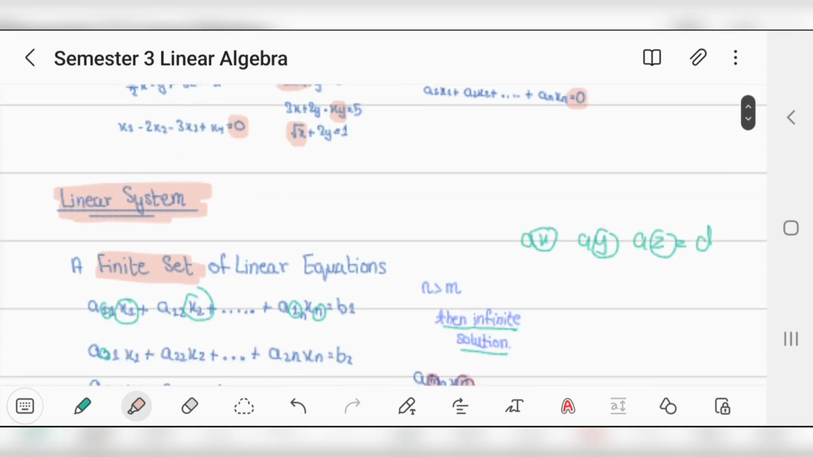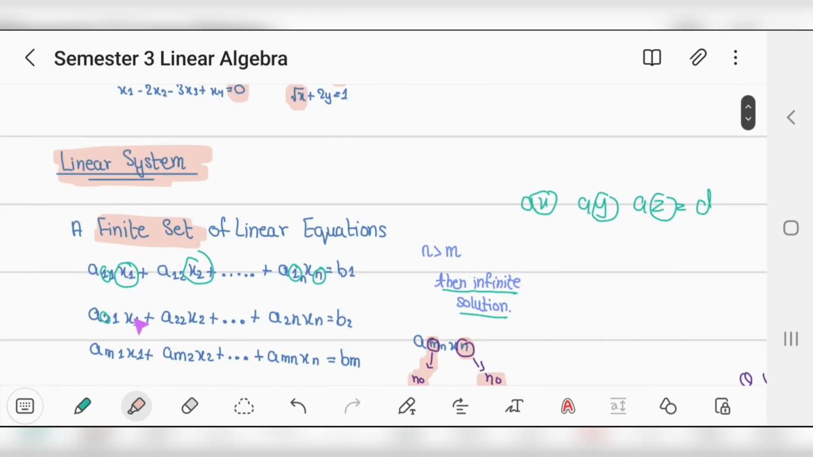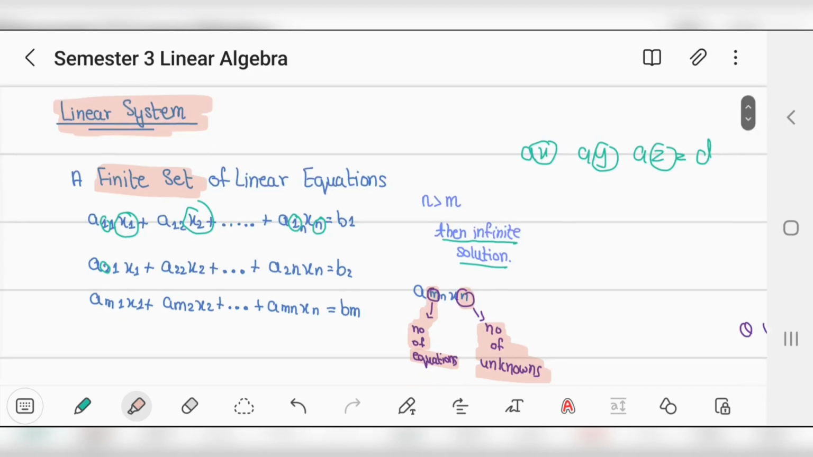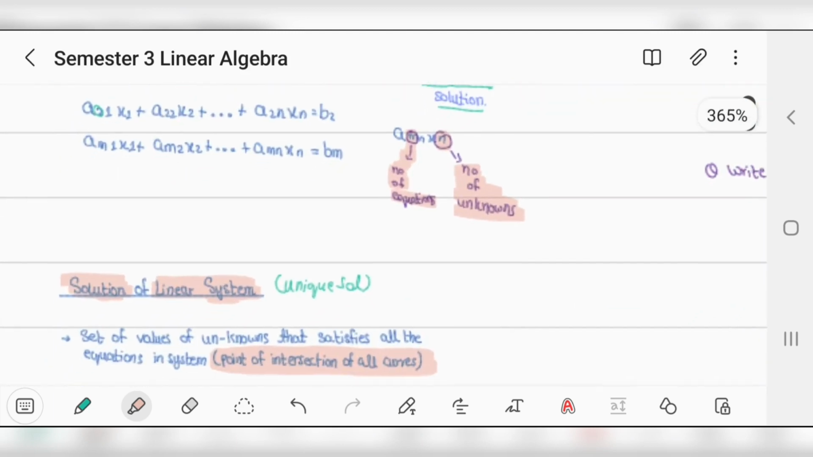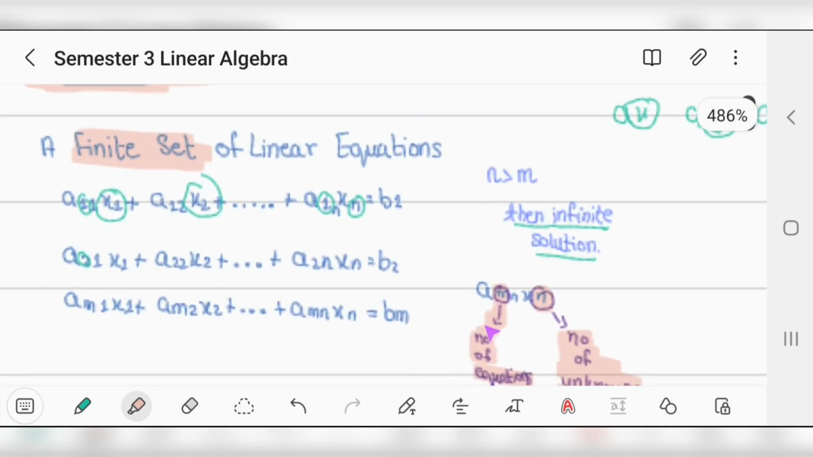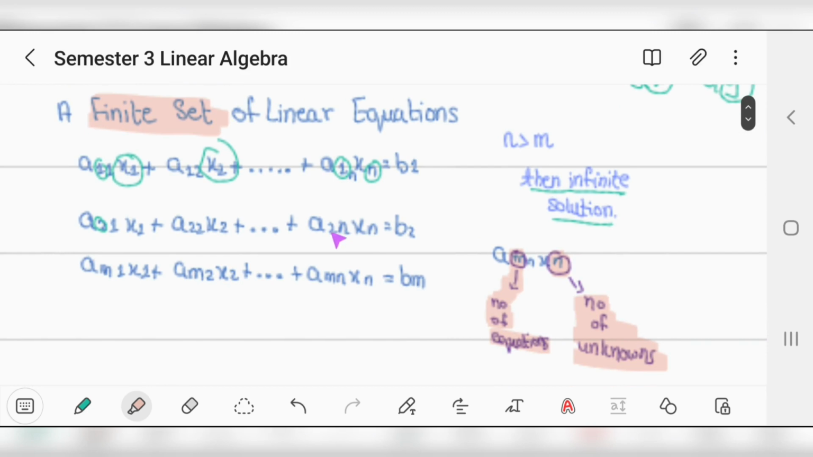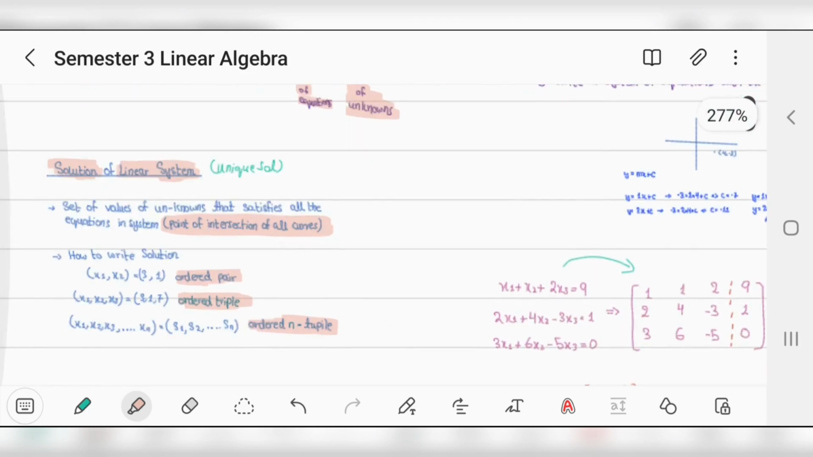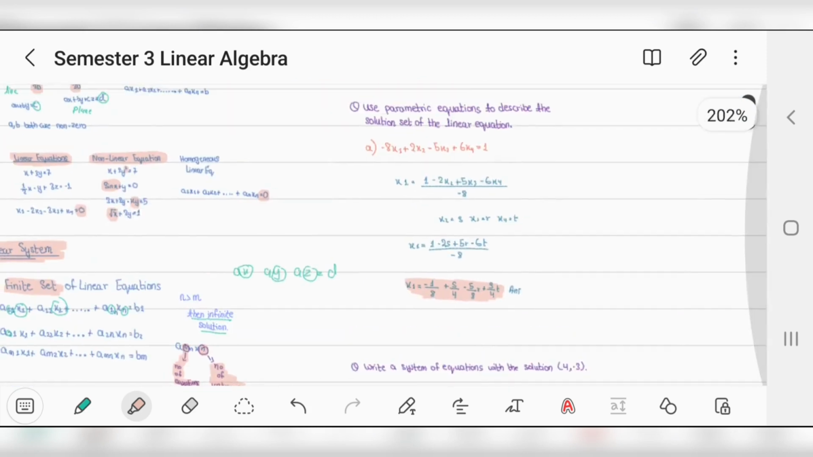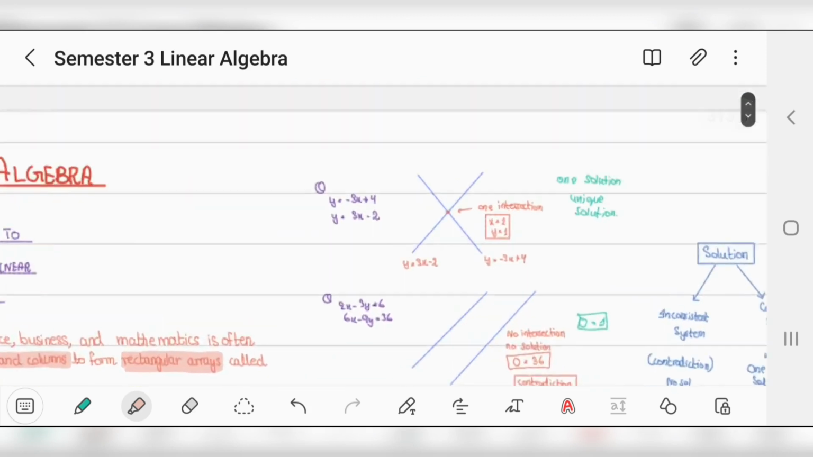In a linear system, we can have many equations, and we manipulate those equations. We convert them into matrices, and then we try to find out whether the system has a unique solution, infinitely many solutions, or a contradiction. Here m means the number of equations, and n means the number of unknown variables. So we have three types of solution.